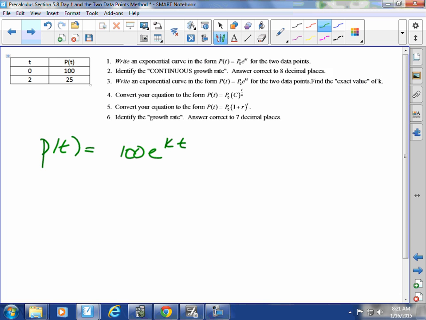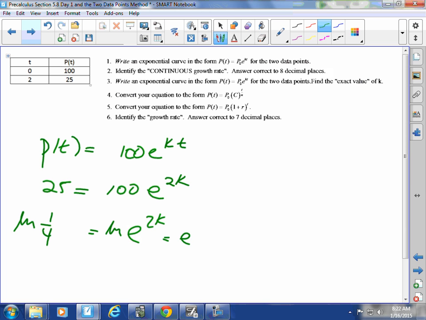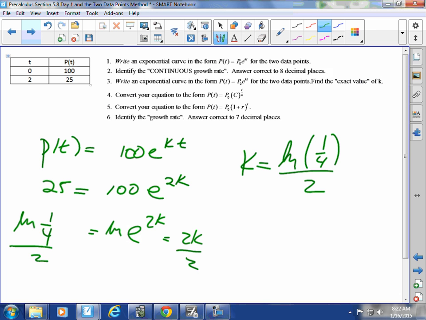And when I substitute in that second data point, I end up with 25 is 100 e to the 2k. Algebraically, how do I start this process? Divide by 100. That leaves me with 1/4 is e to the 2k. What's next? Take the natural log of each side, which leaves me with plain old 2k over here. Finally, if I divide both sides by 2, I end up with k is the natural log of 1/4 all divided by 2.